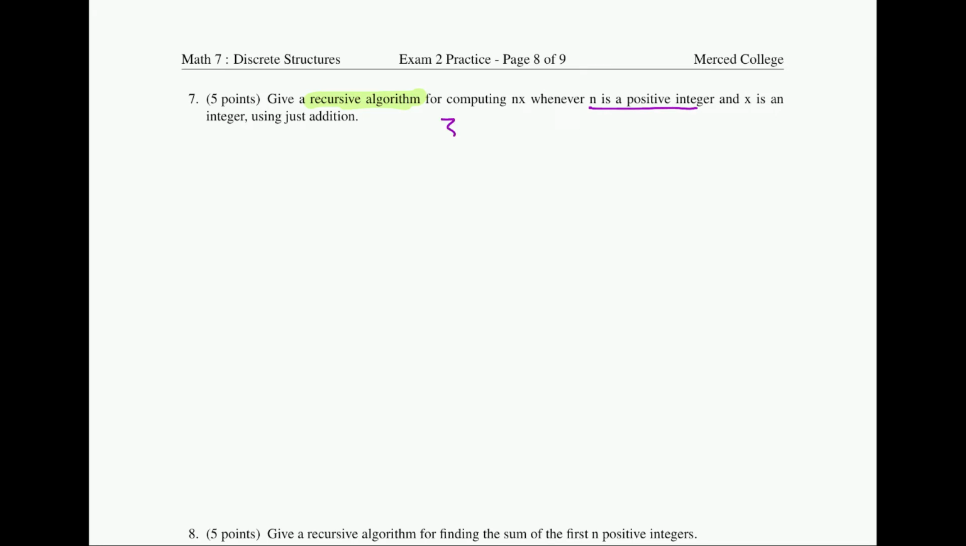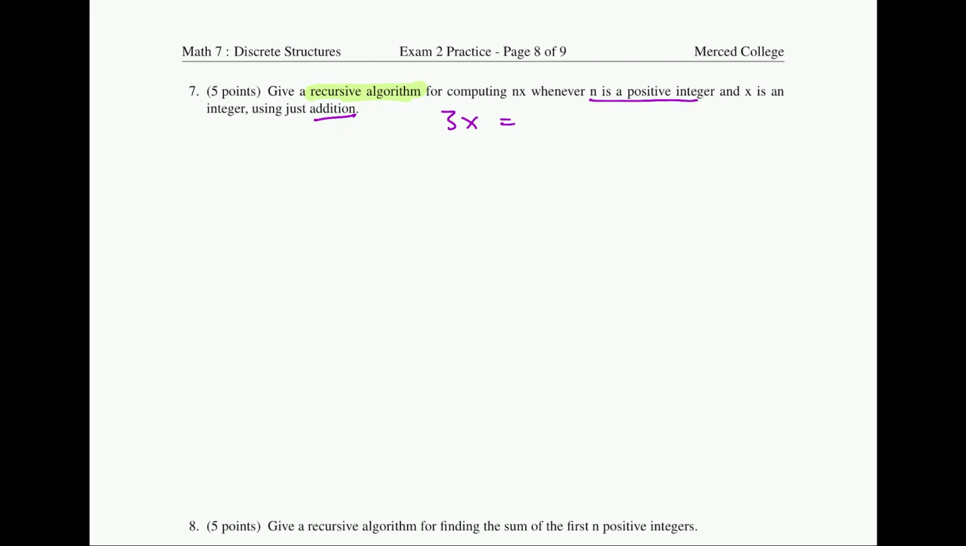Like if you're going to do 3x, that's just x plus x plus x, right? Or rather, the idea is if you want to calculate 3x and you only want to use addition, then you can say that 3x is going to be, you take 2x and then you add x. And then that's going to be it.